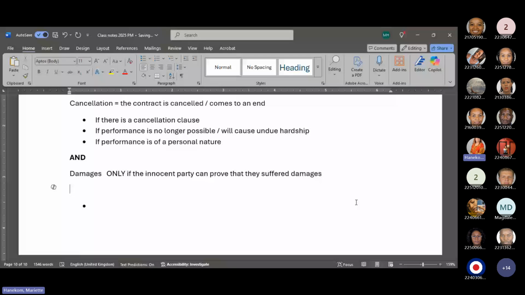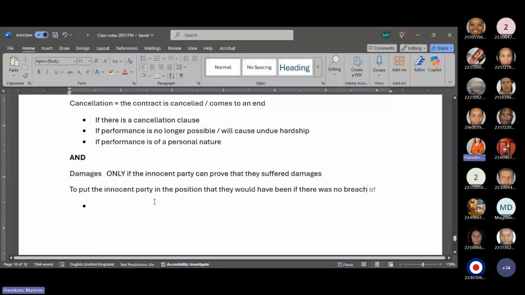The purpose of damages is to put the innocent party in the position they would have been in if there was no breach. So not to make you rich, but just to equalize things, to put you in the position that you would have been if there had not been any breach of contract.